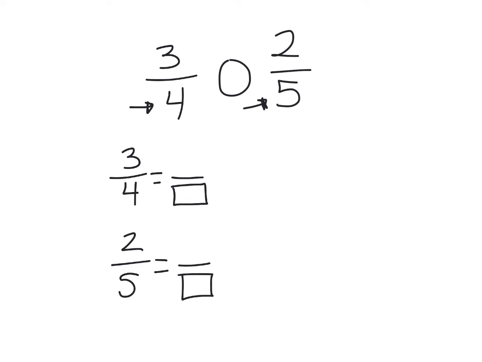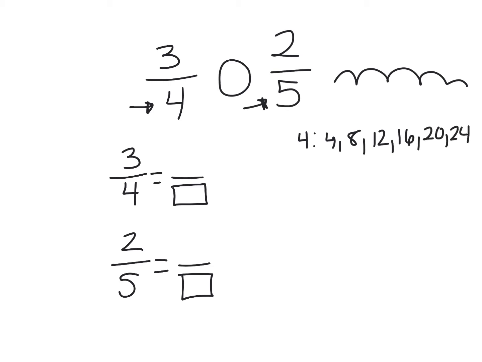Yesterday we kind of looked at this. So 3/4, I'll start by listing my multiples. Remember that multiples are skip counting. So 4, 8, 12, 16, 20, and 24. And I'm going to stop there. Then I'm going to list my multiples of 5. 5, 10, 15, 20, 25, 30, and I'm going to stop there.